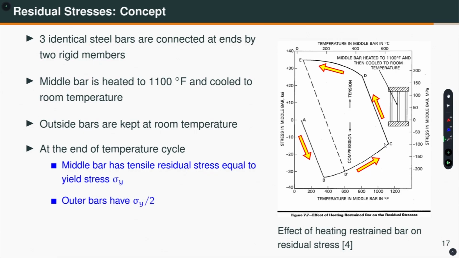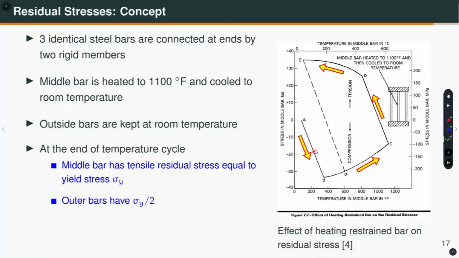So, at any point, if I have a stress in the middle bar, let us say this value, what are the stresses in the outer bars? It is basically half of that, because we have got identical two outer bars and the same bar in the middle. So, for force equilibrium, the stresses in the outer bars must be half of that of the middle bar, but opposite in nature. Outer bars are tensile, middle bar is compressive.